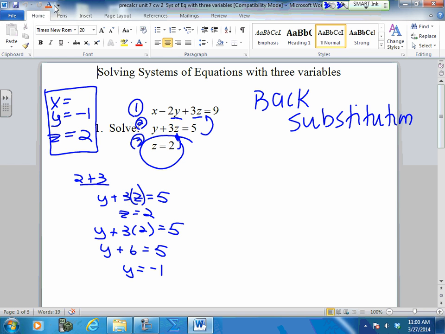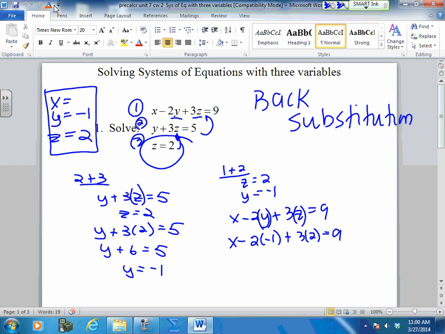Now we know what y is. Now, we know our z and our y. We can backtrack into 1 and 2. So you know your z is 2. You know your y is -1. So here's your equation that uses all 3, because now we can eliminate your x, your y and your z to find x. So we plug it in. Here's your y. That was -1. Here's your z. That was 2.